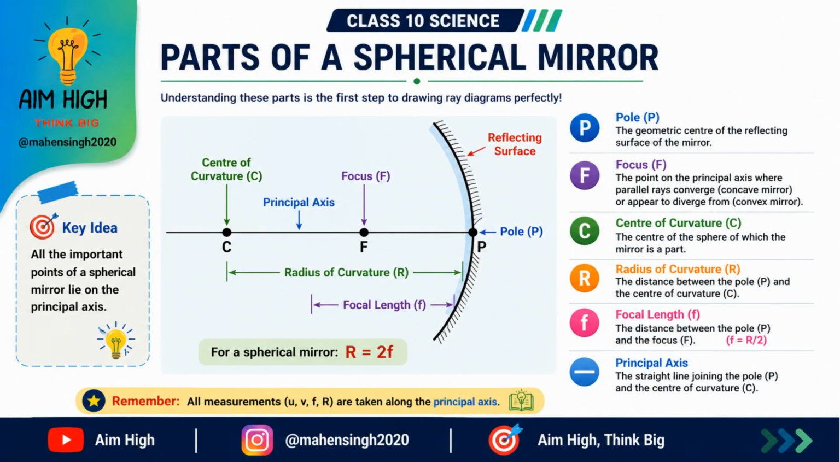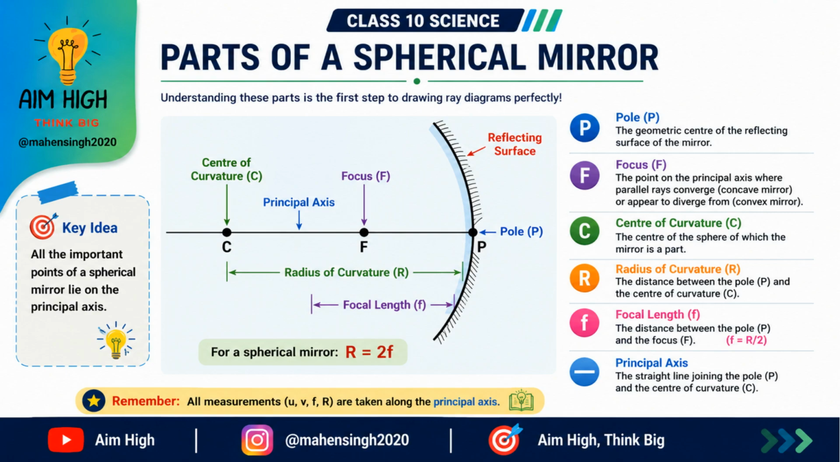Now, let us understand the important parts of a spherical mirror. The center point of the mirror is called the pole, represented by P. The straight line passing through the pole and center of curvature is called the principal axis. The center of the sphere from which the mirror is formed is known as the center of curvature, represented by C. The distance between the pole and center of curvature is called the radius of curvature.